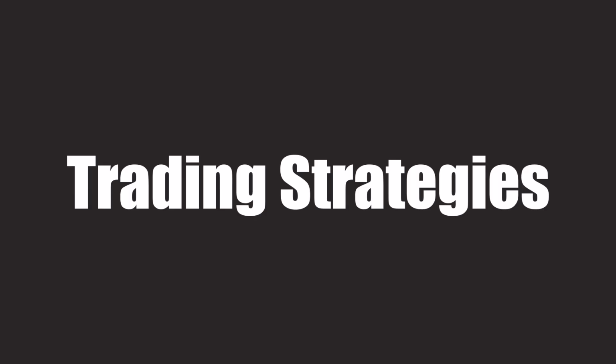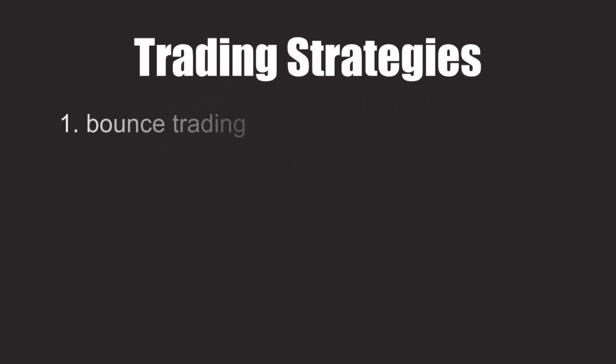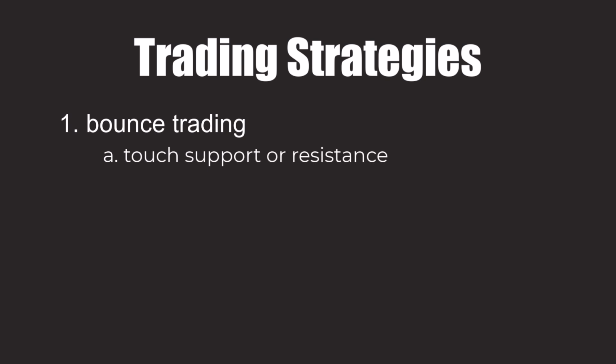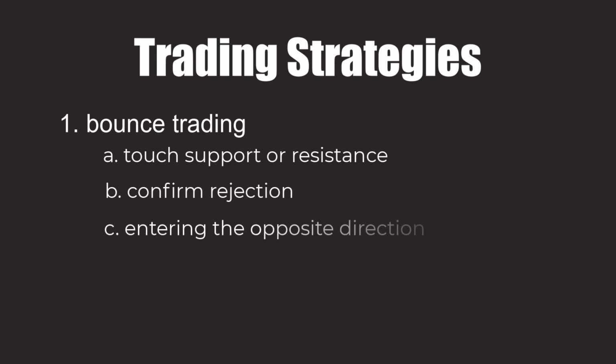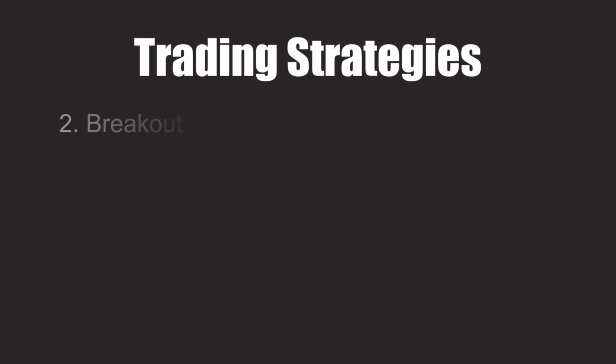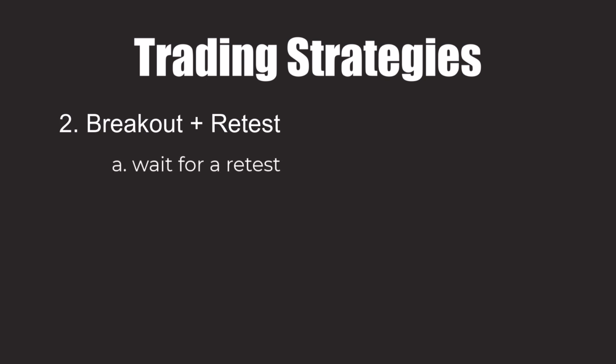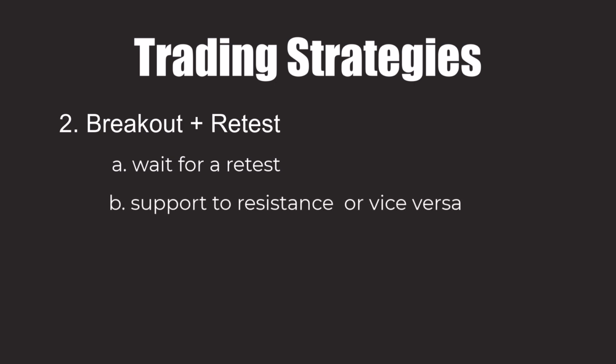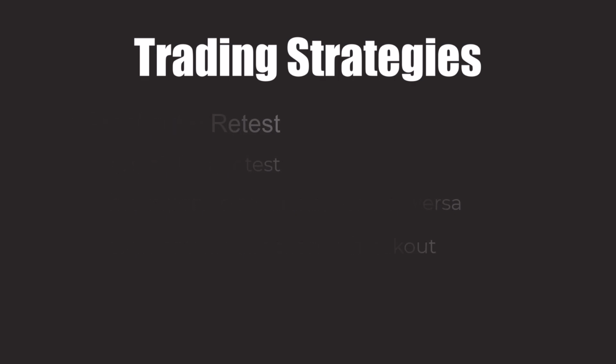So now let's talk about trading strategies. The first strategy is bounce trading, where you wait for price to touch support or resistance, confirm rejection, enter in the opposite direction, and place a stop loss beyond the level. The second strategy, breakout plus retest. If price breaks a level, wait for it to retest the same zone. When support turns into resistance, or vice versa, enter in the direction of the breakout.